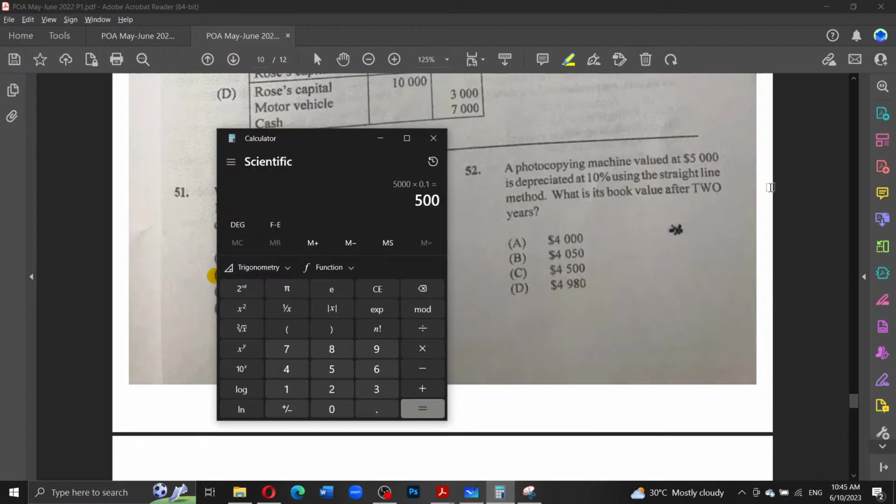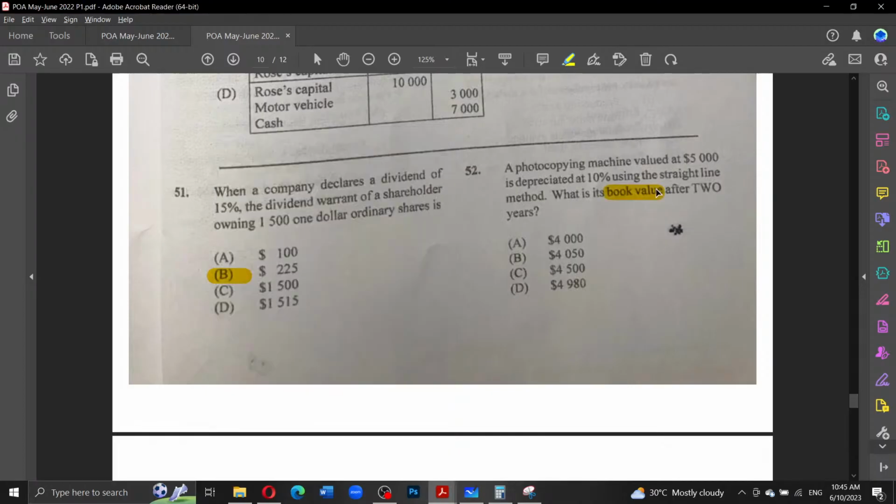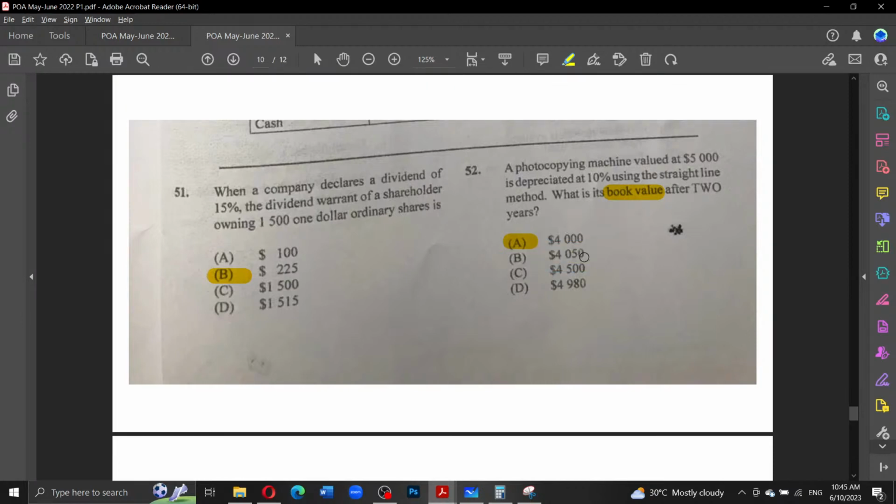What is the book value after 2 years? So I said the depreciation in straight line is the same throughout, so therefore in 2 years it's going to be 500 plus 500, so that's 1,000. So what's the book value? The book value is what the asset is worth after it has been depreciated for 2 years. So it's going to be 5,000 minus 1,000, which is going to give you 4,000. If you use reducing balance, the answer is also here. So if you make a mistake, you might find the answer as well.